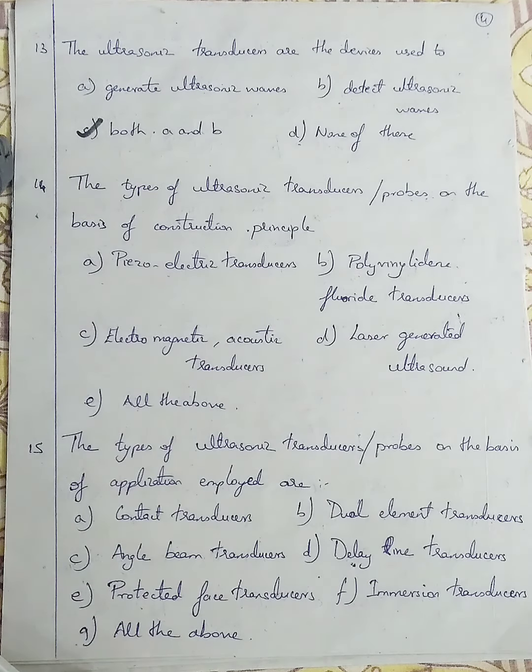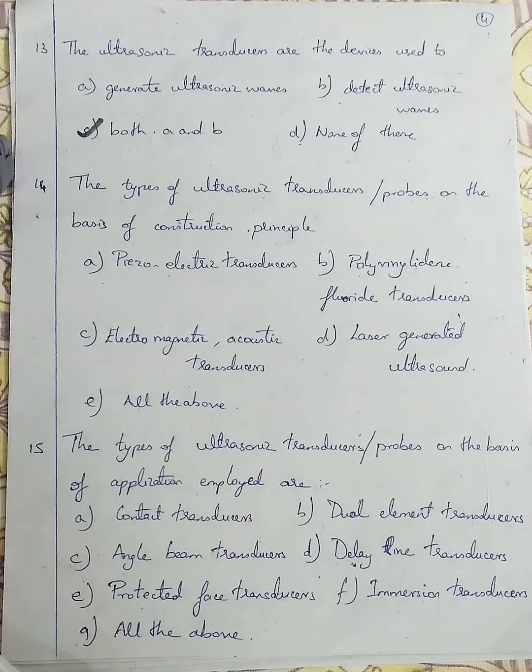Option A is piezoelectric transducers. Option B is polyvinylidene fluoride transducers. Option C is electromagnetic and acoustic transducers. Option D is laser generated ultrasound transducers. So I am going with option E, all the above. These four are the types of ultrasonic transducers on the basis of construction principle. Construction principle means the way they are built.